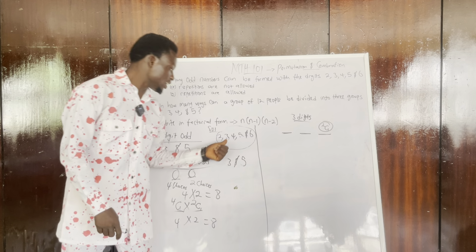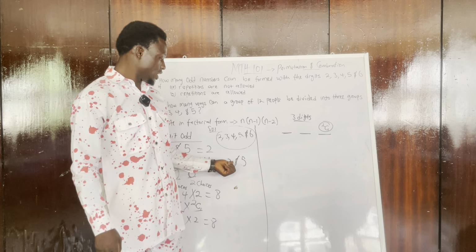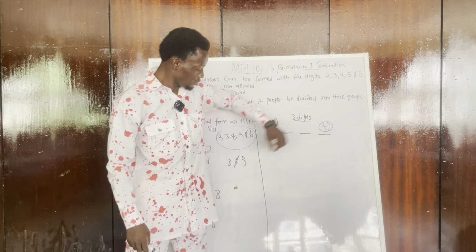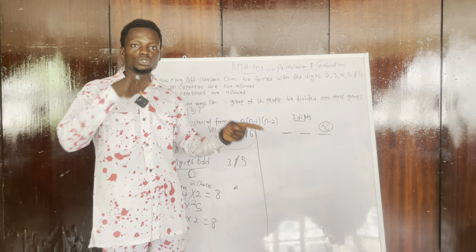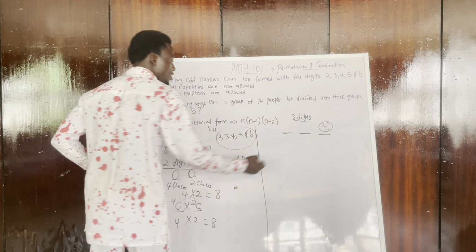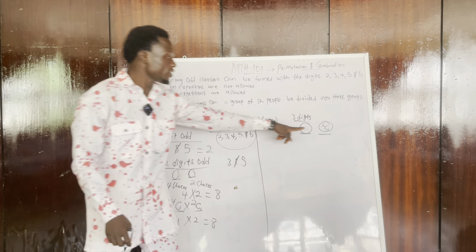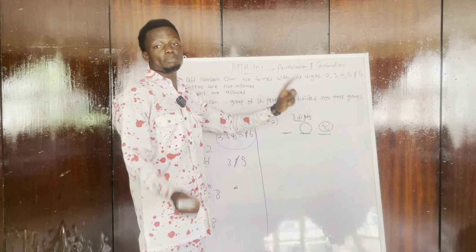So the last digit can either be 3 or 5. So we have just 2 choices to fill the last digit. So we are picking 1 out of these 2 to fill it. Since the choices are 2 and we're only choosing 1 out of 2, that's why I wrote 2 combination 1. Now, to fill this second one, repetitions are not allowed. So whatever you have chosen here, you cannot repeat it again.